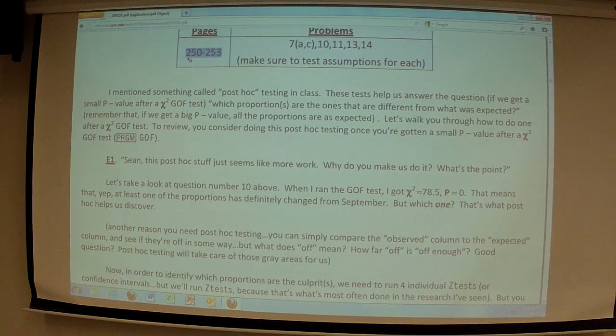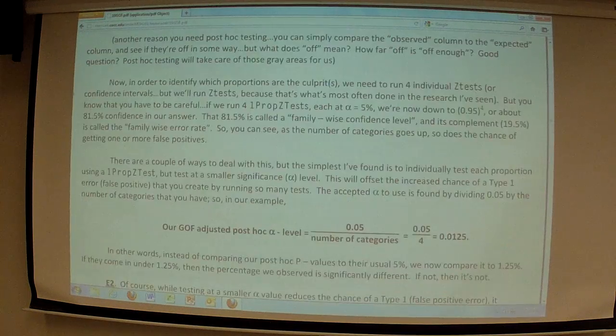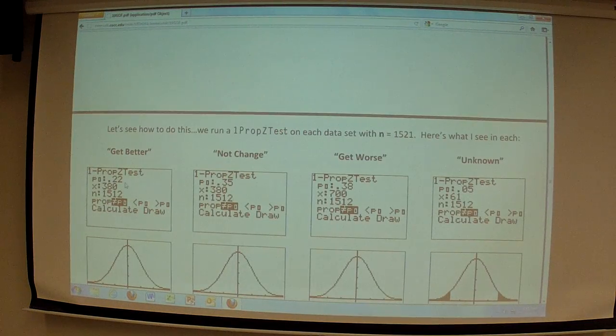Okay, it's a poll. American skittish over healthcare changes. Originally, the percentages were 22, 35, 38, and 5, which you can see down here. These were the original percentages in the poll done October 21st, 2009. 22% thought it was getting better, 35 said no change, 38 said get worse, and 5% said unknown. The new numbers came in a month later to see if anything changed. The new numbers are 380 said get better, the same number said nothing's changing, 700 said it's going to get worse, and 61 said they have an unknown or no opinion.